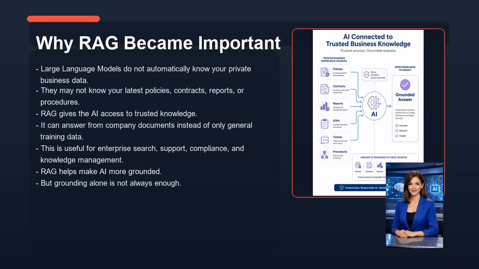Now let's look at why RAG became important. Large language models do not automatically know your private business data. They may not know your latest policies, contracts, reports, or procedures. RAG gives the AI access to trusted knowledge. It can answer from company documents instead of only general training data. This is useful for enterprise search, support, compliance, and knowledge management. RAG helps make AI more grounded. But grounding alone is not always enough.